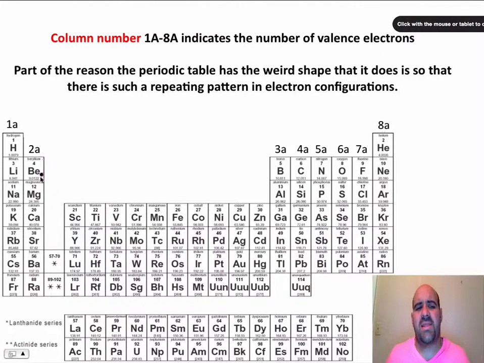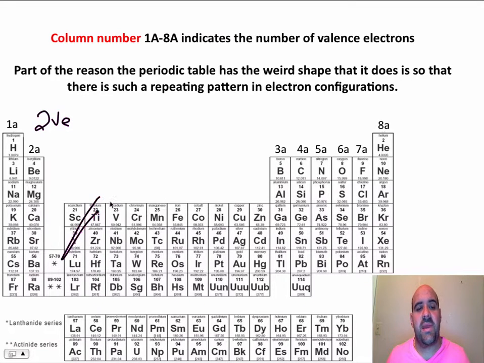Recall that we just looked at the Bohr diagram for sodium. Sodium had one valence electron. Sodium's in column 1A. That means all of the elements in this column are going to have one valence electron. Hydrogen, lithium, sodium, potassium, rubidium, cesium, and francium, they all have one. All of the elements in column 2A, they have two valence electrons.